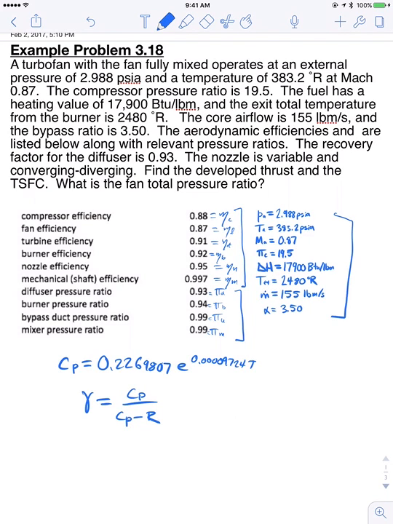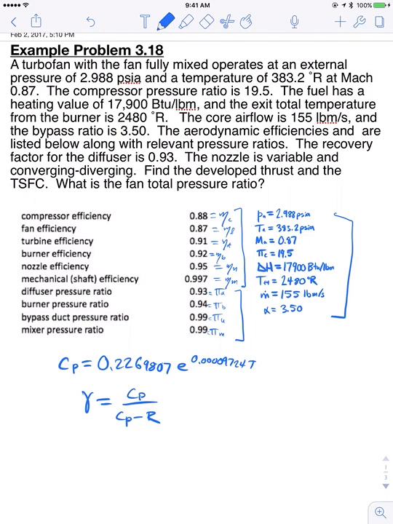Okay, so now for our engine analysis, we want to go through the engine and calculate the total temperature and total pressure at each station, so that in the end we can calculate the nozzle exit velocities and pressures and determine our appropriate thrust and TSFC values as well.